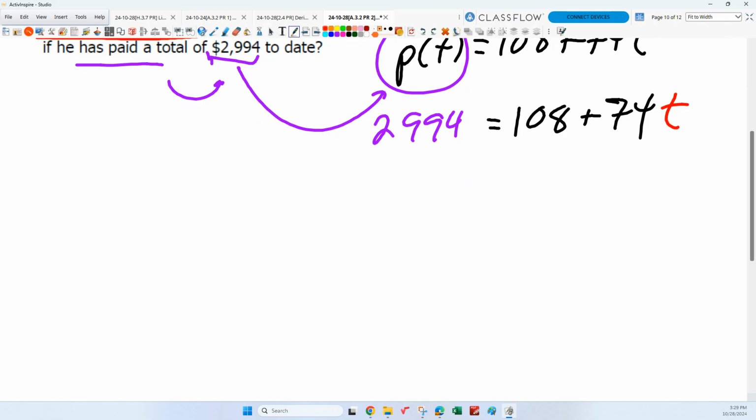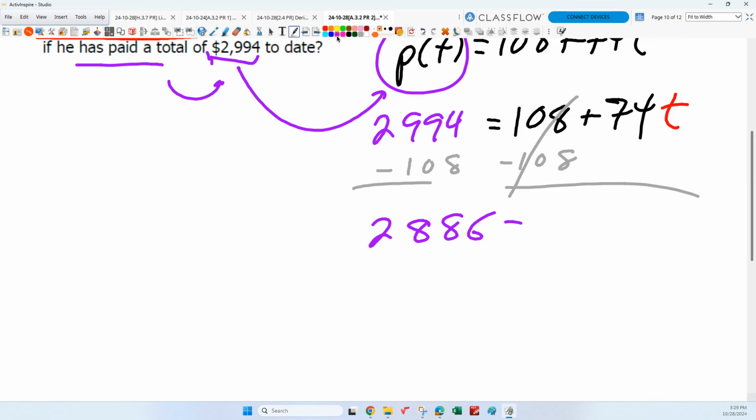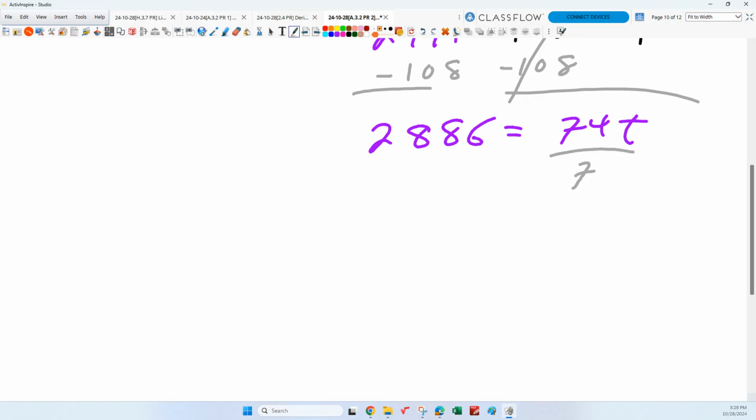So what would the steps be? Subtract 108. Those guys cancel. I get 2886 equals 74t. Next step. Divide by 74.